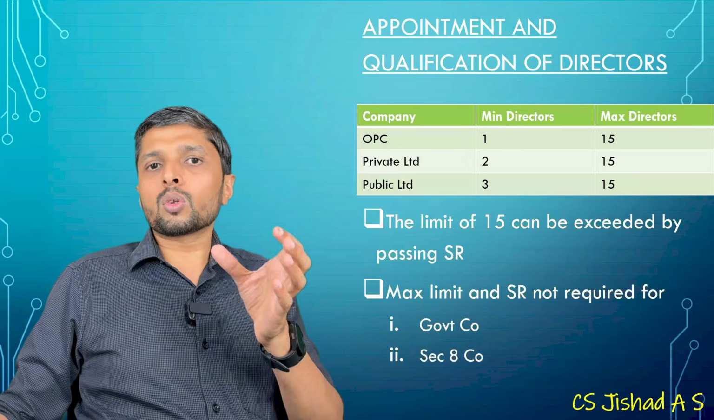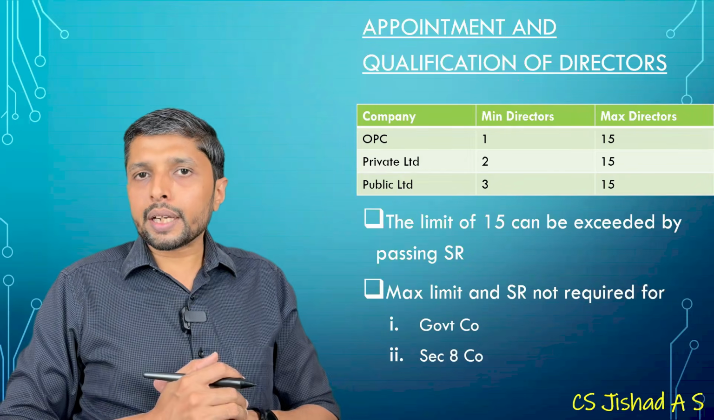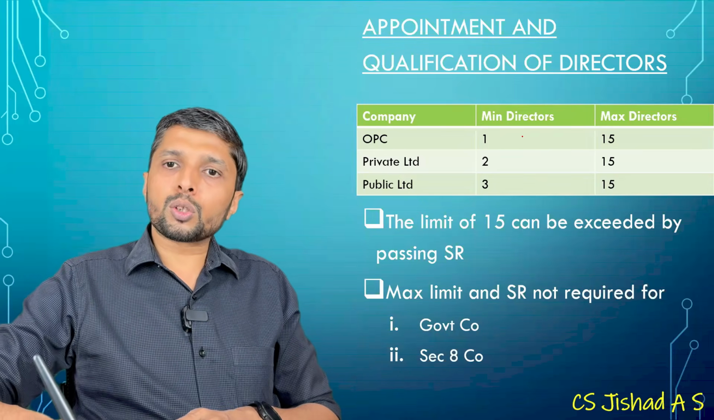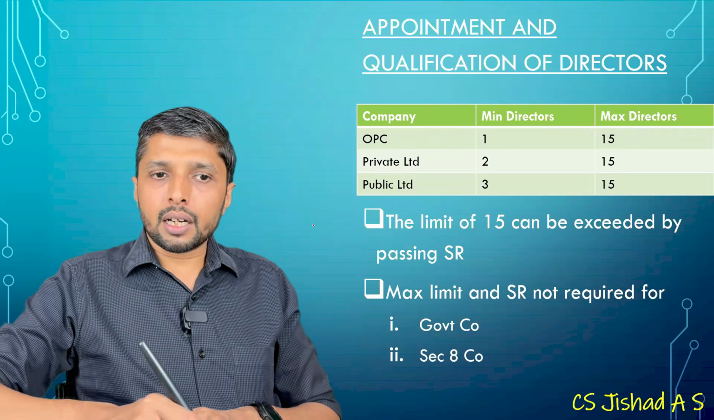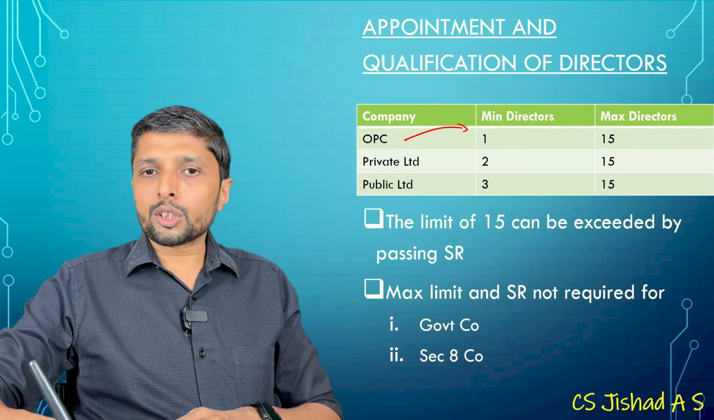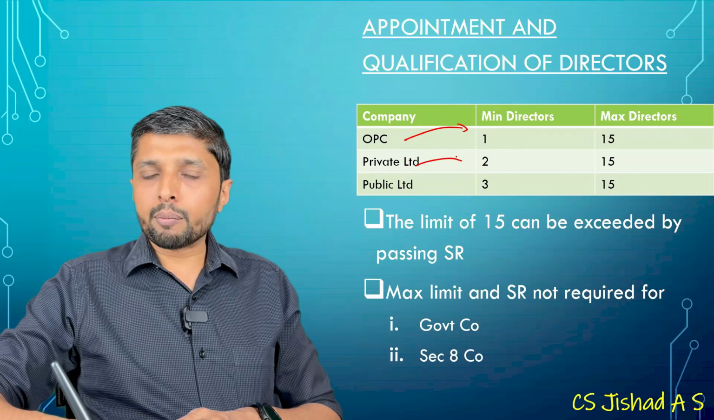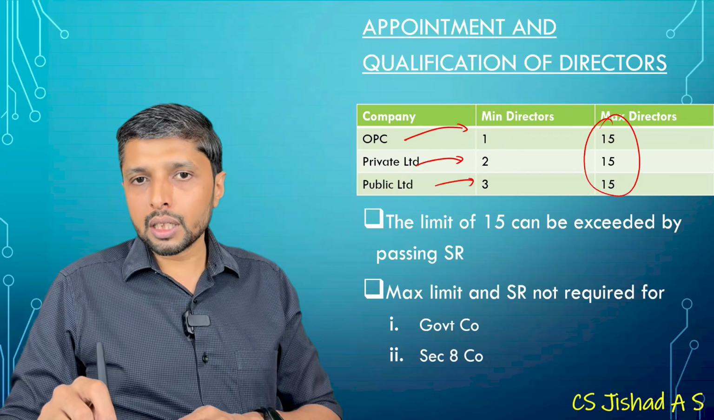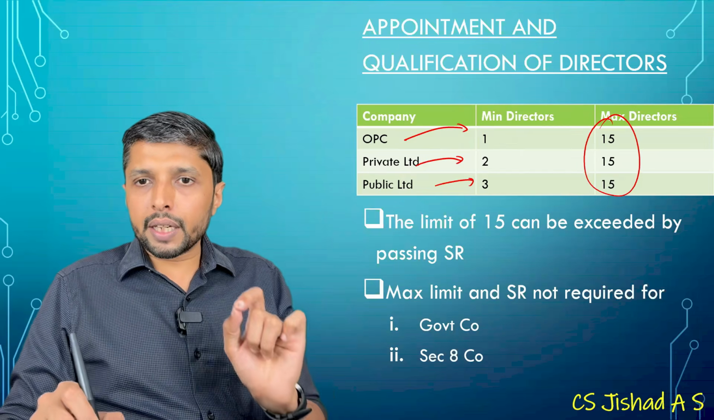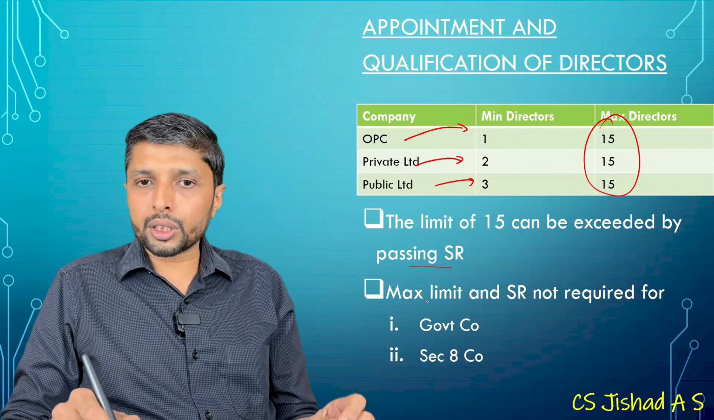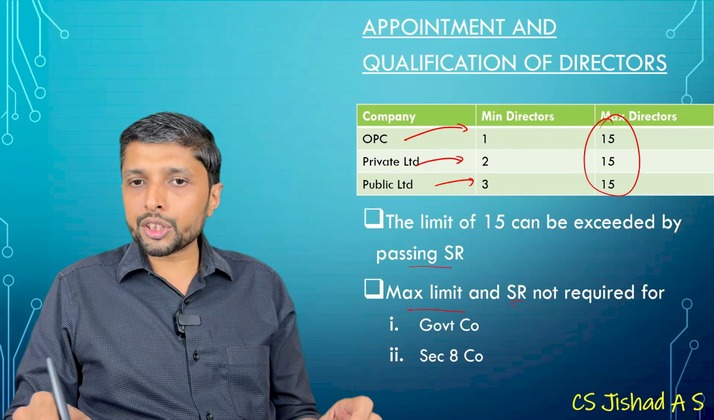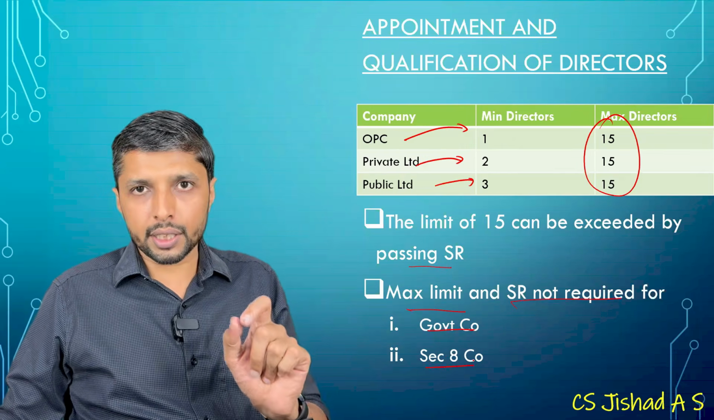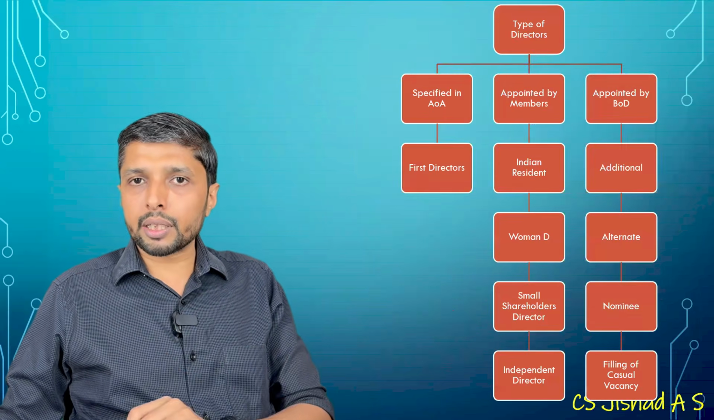Now we'll move to the provisions of appointment and qualification of directors under the Companies Act 2013. With respect to minimum and maximum directors, in a one person company there should be a minimum of 1 director, in a private company 2 directors, and in a public company 3 directors. Across all companies, the maximum limit is 15. The limit of 15 can be exceeded by passing a special resolution. Passing a special resolution is not required for a government company or a Section 8 company which has not defaulted in filing annual return or financial statement with ROC.